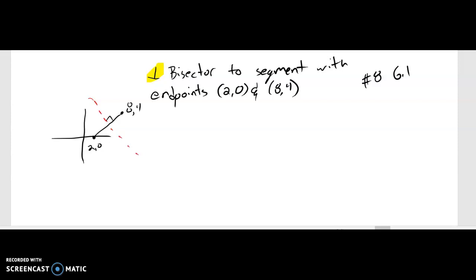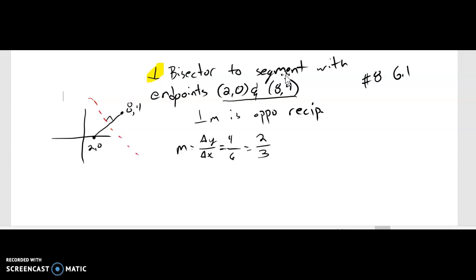And how do we do that? We know that the perpendicular slope is the opposite reciprocal. So I need to first find the slope of this segment. The slope is equal to the change in y over the change in x. So from 0 to 4, I grow by 4. And from 2 to 8, I grow by 6, making my slope equal to 2/3.